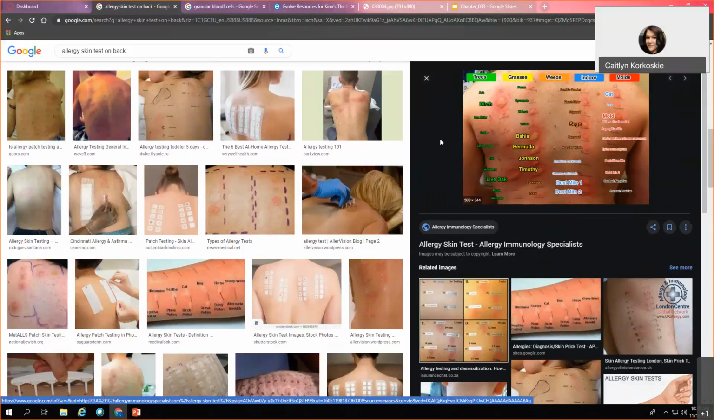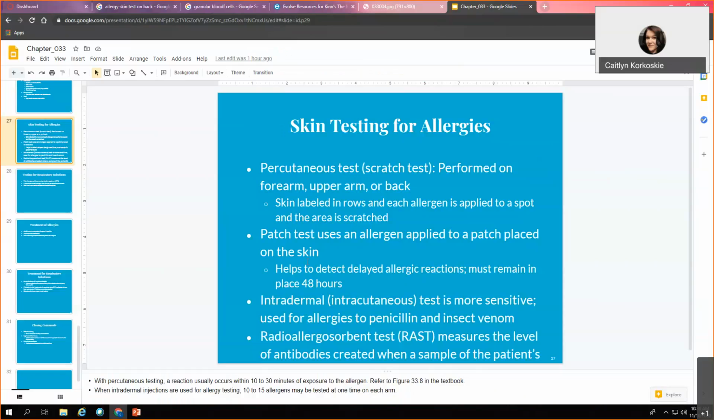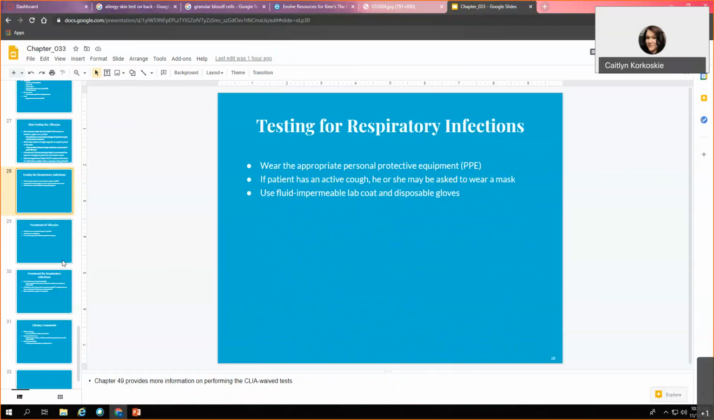Again, here we can see this person is allergic to birch, oak, sage, dust mites, and cats. Well, that person's allergic to like everything. We can tell what they're allergic to because an allergist will usually make a serum of whatever it is that they're actually allergic to.